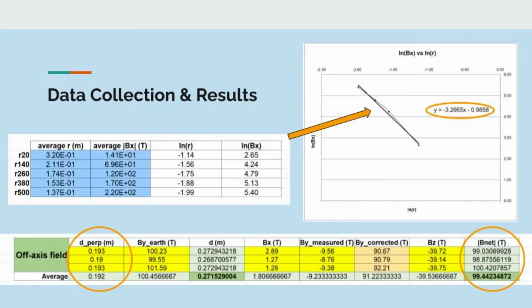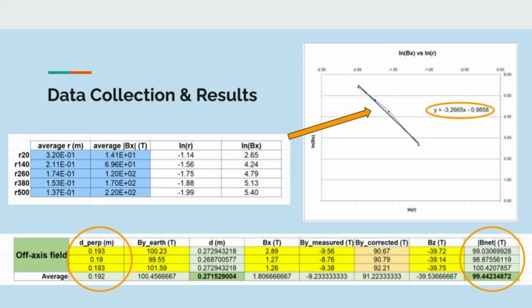Here, you can see the tables of values that were collected in the experiment. The upper left table shows the values of the distance and measured magnetic field, averaged from 3 trials each to lessen any effects of outliers. Then, the ln of the distance and the ln of the magnetic field were both calculated for each value and put into the graph on the right.